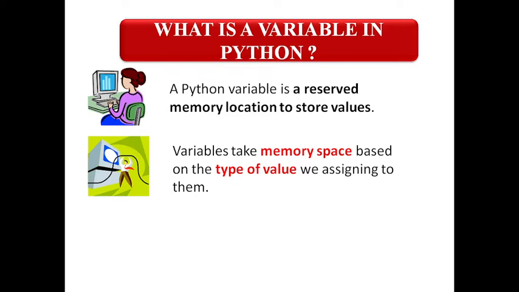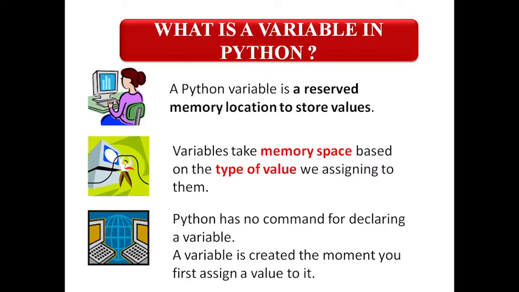So in this case, it depends on the data type a particular variable uses; it will be saved on the basis of the data type. And the third one, Python has no command for declaring a variable. A variable is created the moment you first assign a value to it. So we could say that Python is a dynamically typed programming language, which means that we need not specify a particular data type.